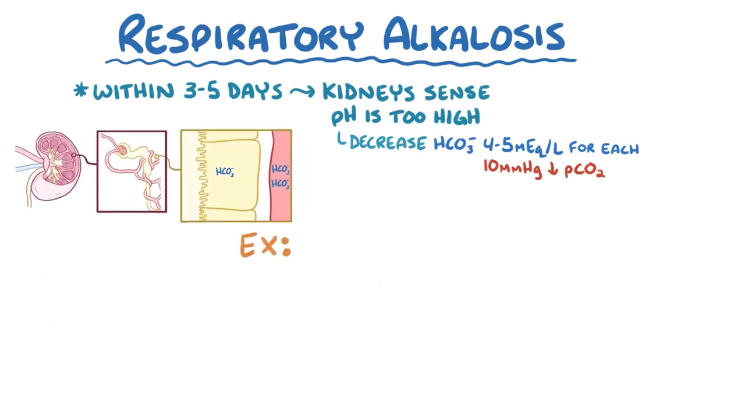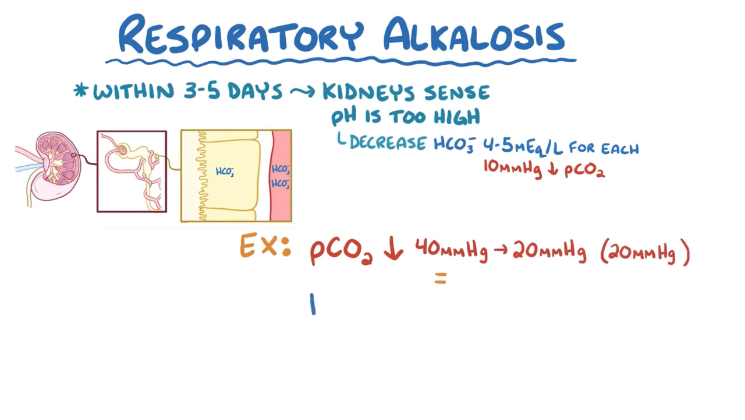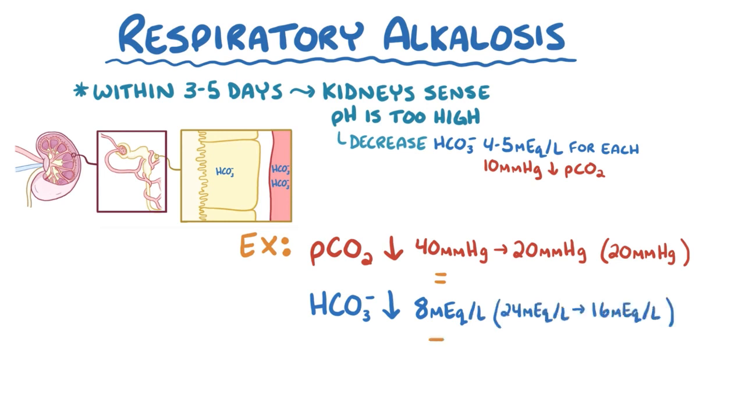So just like before, if PCO2 went down from 40 to 20 millimeters of mercury, plasma bicarbonate this time would decrease by 8 milliequivalents per liter, from 24 to 16. This can lead to a substantial decrease in the pH, bringing it closer to its normal range again.